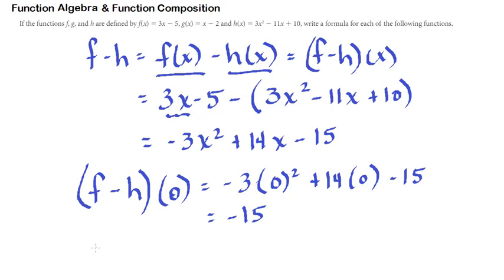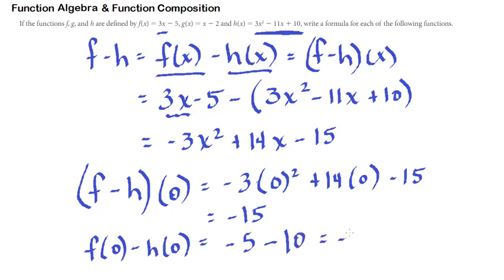Let's just look at that just because we can. F of 0, I go up to f, plug in a 0, so that would be 3 times 0, 0, minus 5, so that would be minus 5. And then I would say minus my h of 0, plugging in a 0 here for x, I would get that it's 10, and then you would notice you still get minus 15, whichever way you do it.